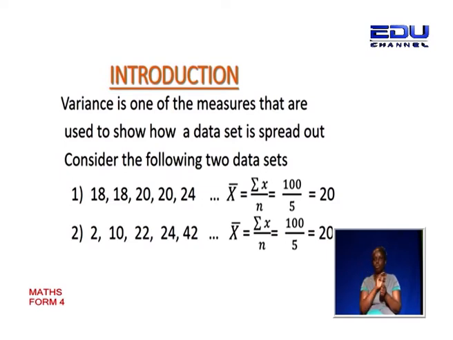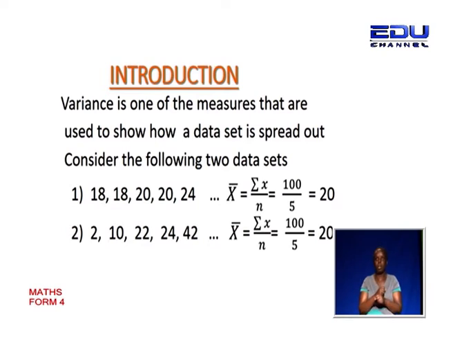Now, looking at those two data sets, let's take a scenario where these are two students who did an exam, and let's assume that exam was marked out of 50. Then the first student, the lowest score they had was 18 and the highest was 24. The second student had the lowest score as 2 and the highest as 42. Just using that visual data without any calculation, which of the two students appears to be more balanced in their performance?